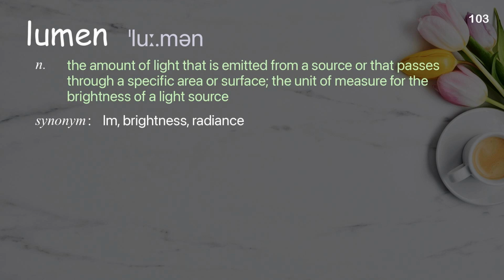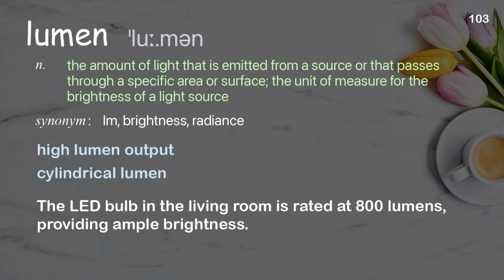Lumen. The amount of light that is emitted from a source or that passes through a specific area or surface, the unit of measure for the brightness of a light source. Examples: High lumen output. Cylindrical lumen. The LED bulb in the living room is rated at 800 lumens, providing ample brightness.